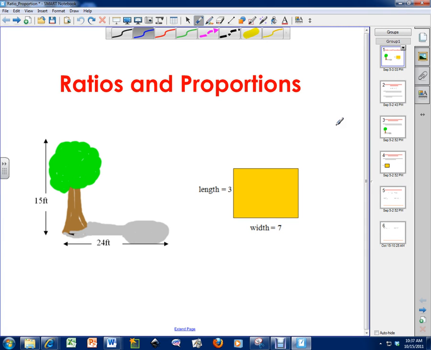This is Mr. Dowse. In today's lesson, I'm going to cover ratios and proportions. I'm going to make a second video after this that's going to cover more complex proportions. But for now, we're just going to do the building blocks of proportions, and that includes ratios. So what is a ratio?